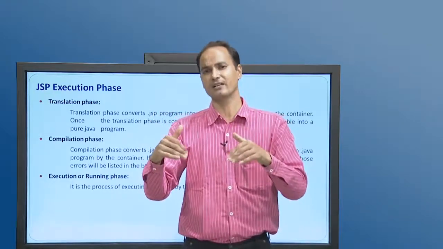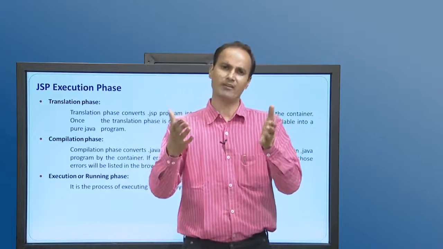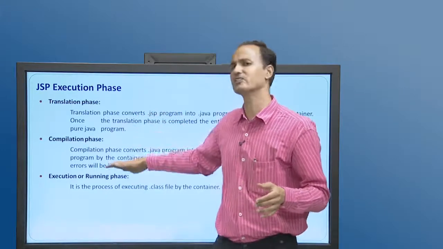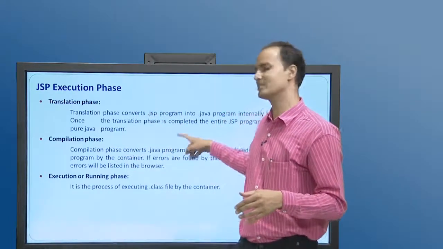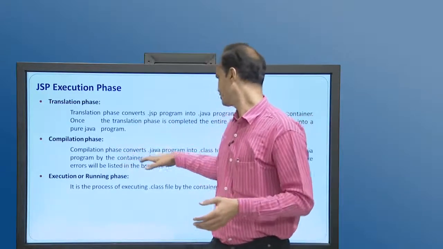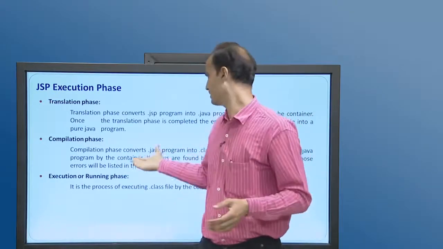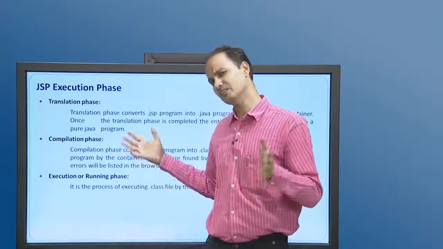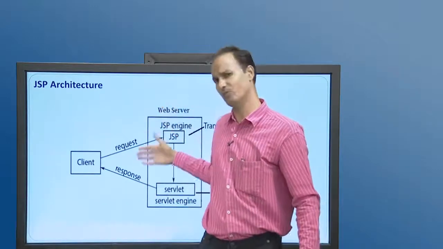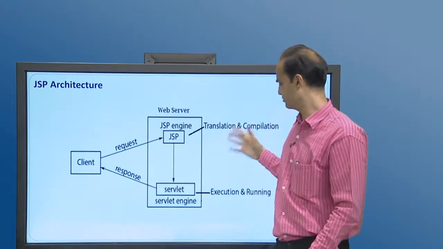Once we have a Java file, we can compile it. So compilation comes next. The compilation phase converts this Java program into a class file, provided no errors are found in the compilation. If errors are found in the Java program, those errors are listed in the browser, and once it is successfully compiled, we can execute it and form the response back to the client. So after learning these three stages of JSP: translation, compilation, execution, we can go for the architecture of its execution, the request processing.